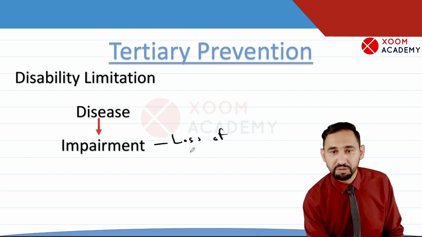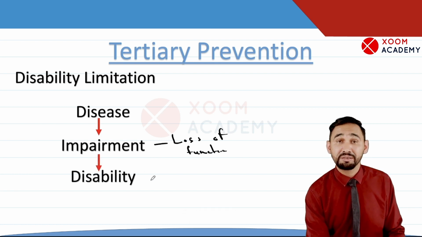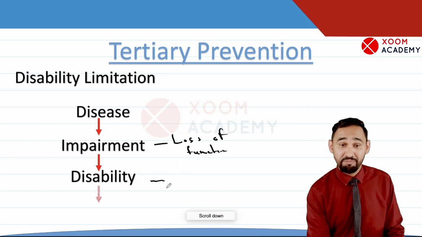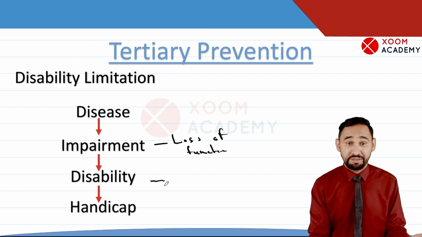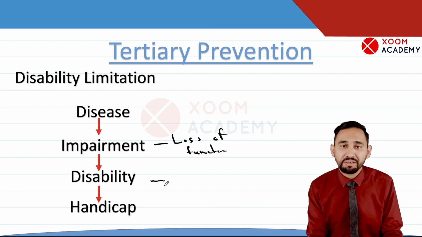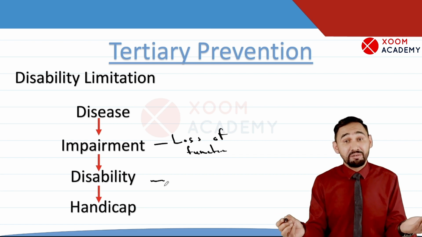There may be loss of function. Impairment causing disability. A person may not be able to perform his activities, and it may lead to handicap. A person may become dependent on others. They are interlinked. There is loss of function, like foot is lost. This is impairment. A person can't walk. This is disability. He becomes dependent on others.